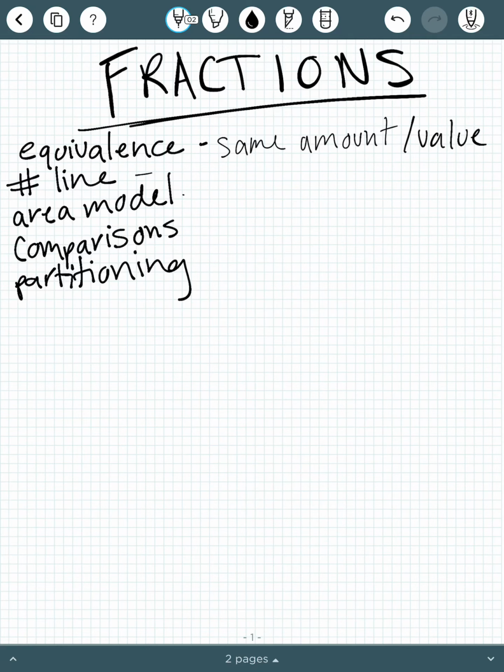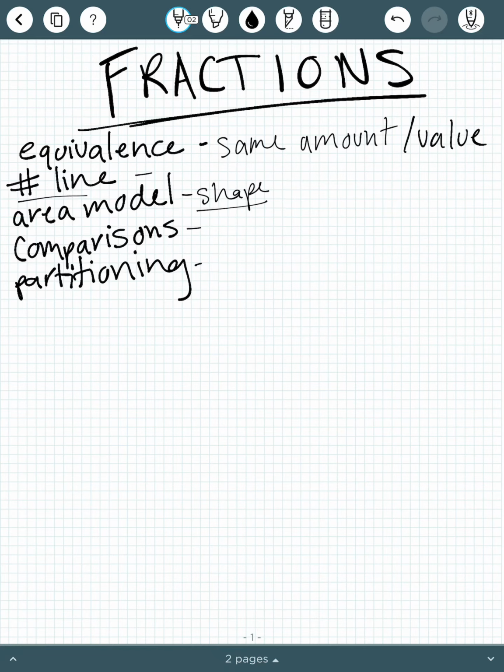fractions. An area model is simply a fancy name for shape. So they can draw a shape or an area model to show if two fractions are equivalent, or to reason through the fact if one is bigger than the other. Comparing fractions, can they tell me if they're equivalent or which one is larger or smaller? And then partitioning is simply how many parts are in a whole of a shape or how many parts are in the entire number line.